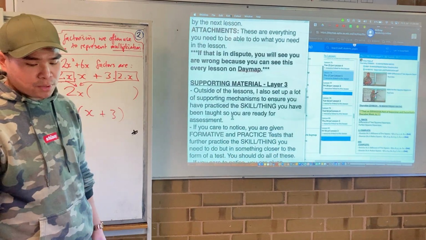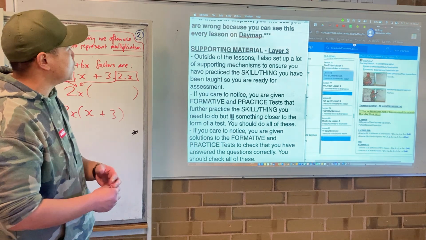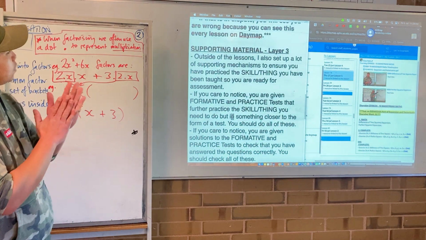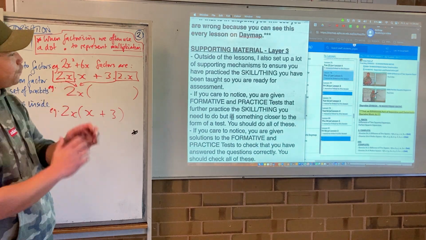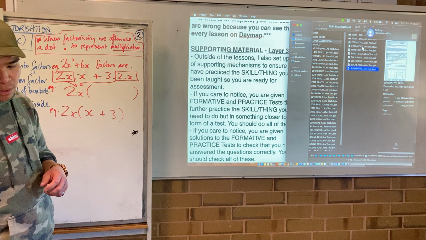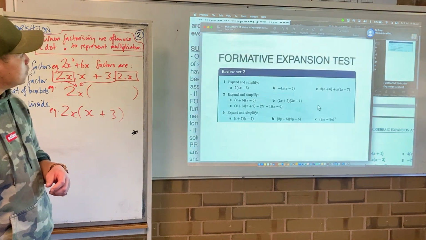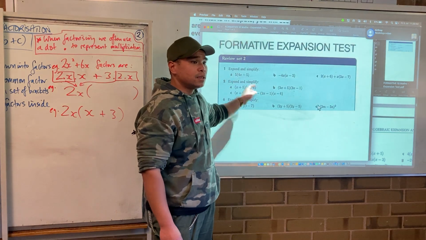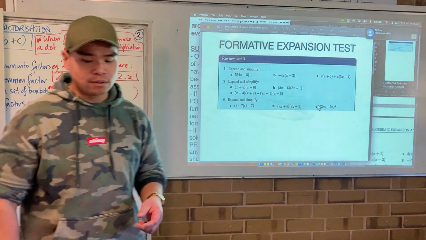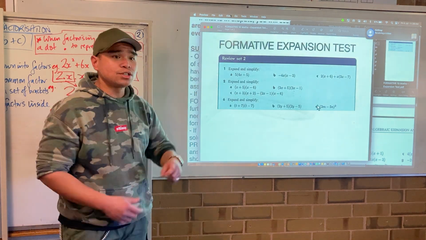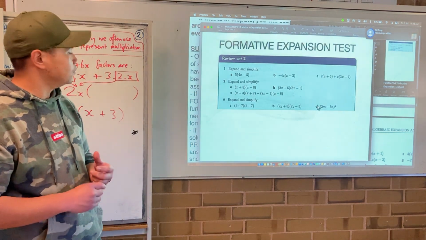Layer 3, supporting material. Outside of lessons, I also set up a lot of supporting mechanisms to ensure you practice the skill thing you've been taught. If you care to notice, you had a formative. Was the first question in the test something like this? It was multiple choice. How many times did you get to practice that? At least 3. That was the formative.